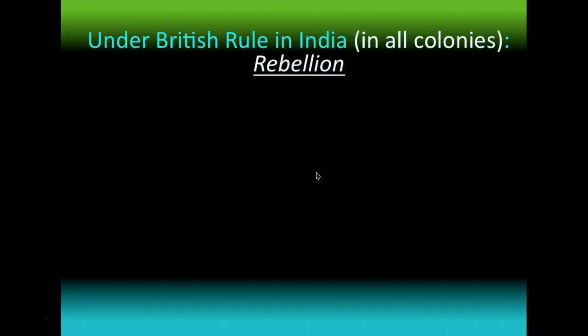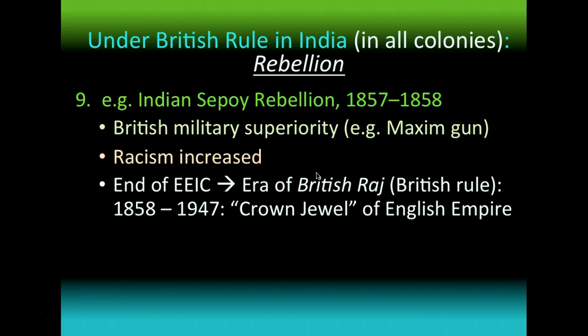And rebellion happens in all colonies. But in British rule, when the British are controlling parts of India, the rebellion happens in a pretty interesting way. One big example of one of the really big rebellions is the Indian Sepoy Rebellion, and it took place from 1857 through 1858. The British are extremely superior in their military capacity. They even end up creating the Maxim gun, which again is like an almost automated gun that shoots 11 bullets a minute. And racism increases tremendously based on the results of this rebellion.